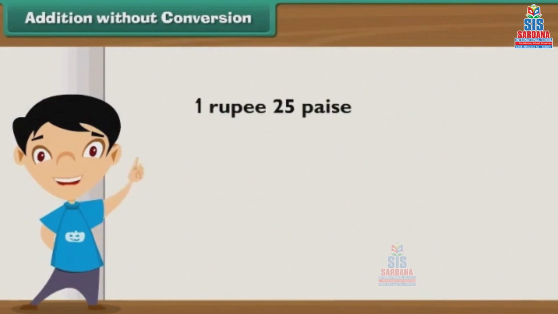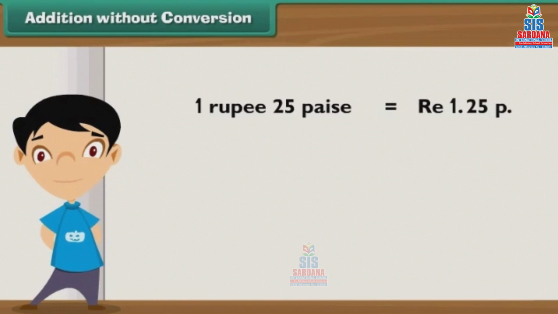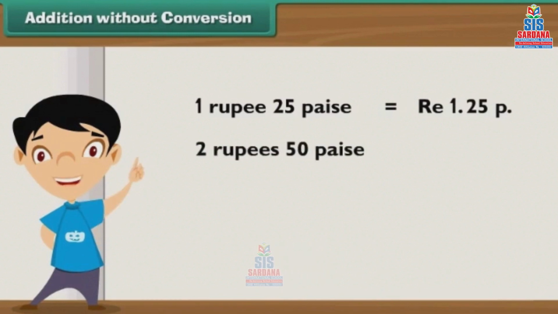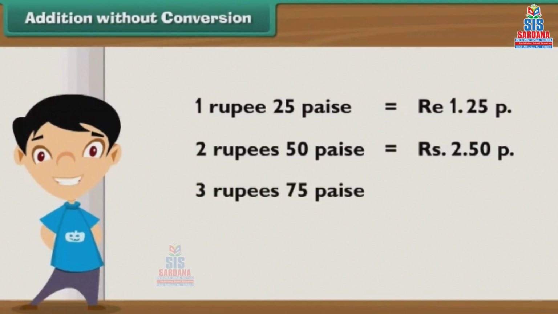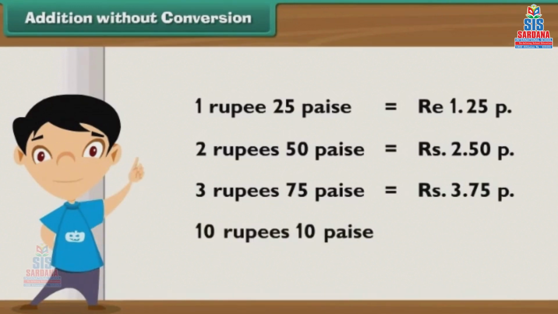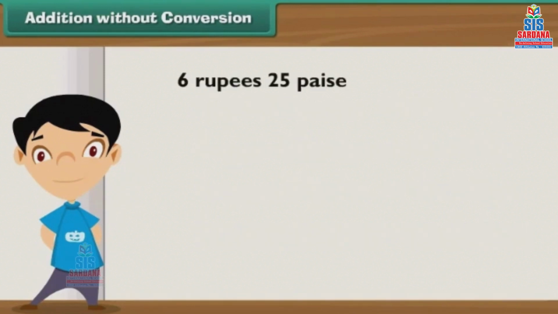Now we can write 1 rupee 25 paise as rupee 1.25p, 2 rupees 50 paise as rupees 2.50p, 3 rupees 75 paise as rupees 3.75p, and 10 rupees 10 paise as rupees 10.10p. Let us now perform additions without any conversions. Let's add 6 rupees 25 paise and 2 rupees 50 paise.